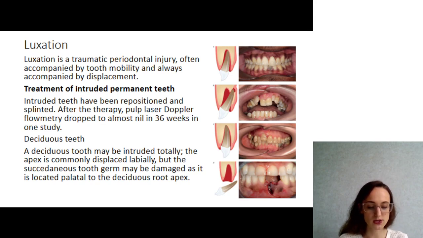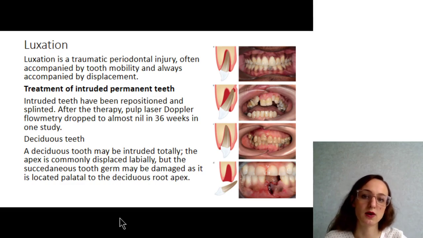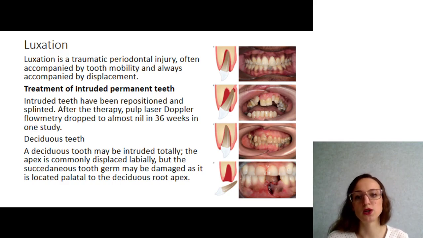Compression of the blood vessels causes ischemia and increases the likelihood of root resorption. And treatment: intruded teeth have been repositioned and splinted. After the therapy, pulp laser Doppler flowmetry dropped to almost nil in 36 weeks in one study.